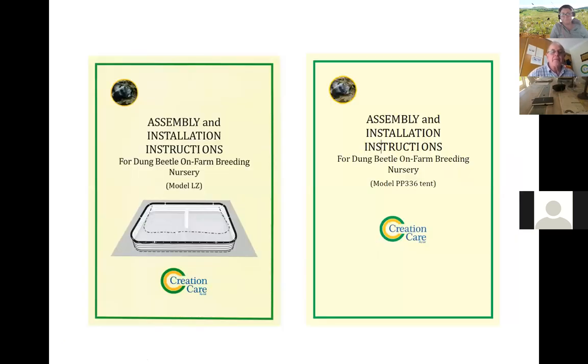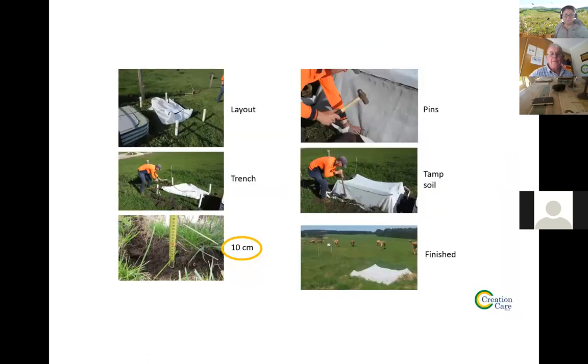Just for the sake of time, I won't spend much on assembling the nurseries, except to say that their instructions come with each nursery kit for the LZ, SZ, and for the PP336. But what I'll probably do, Karen, is email them out, because that's a lot of printing, so I'll email those instructions out. These are sort of photos that are in those instruction guides.